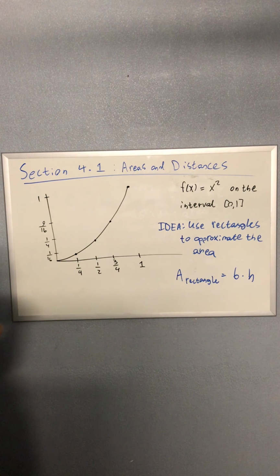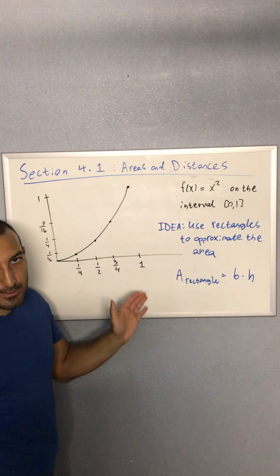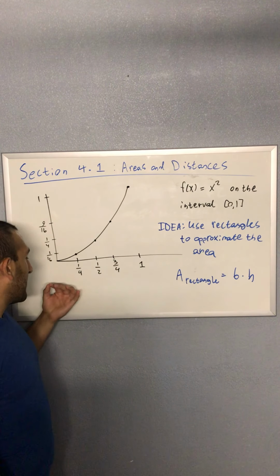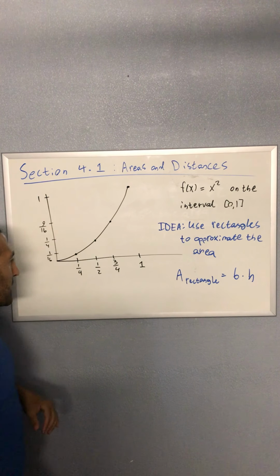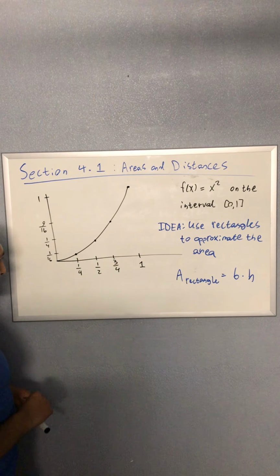Now what we could do is, I've very conveniently picked out these 4 points, and so we can use these 4 points to estimate the area under the curve. So what do I mean by that?